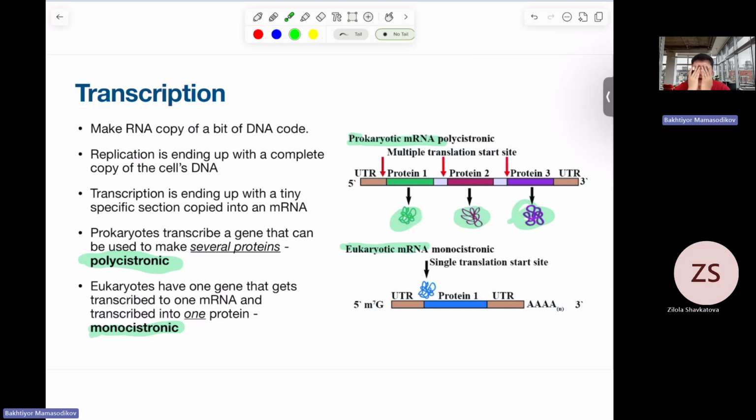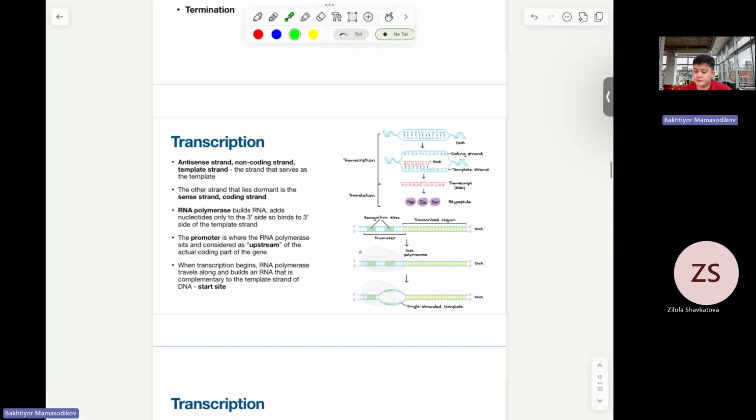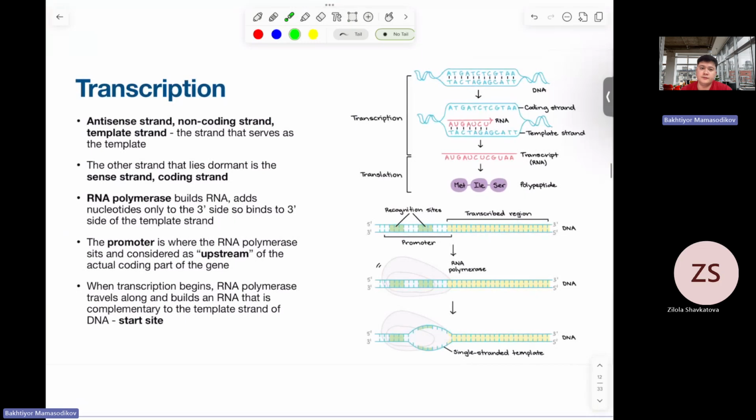So let's recap, let's summarize so that you can't forget. Transcription is copying a small part of the DNA into a working copy of messenger RNA so that the cell can use it to make proteins. In prokaryotes, one messenger RNA makes many proteins, but in eukaryotes, one messenger RNA is going to make only one protein. It's monocistronic. Any questions regarding this? No? Okay, let's shift again.